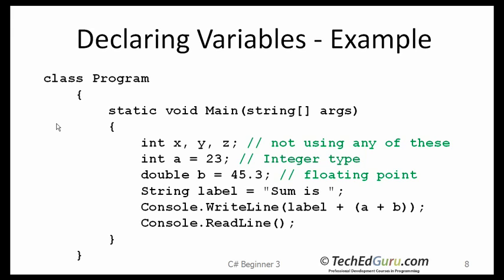Here is an example. On the first line, I am declaring three variables, x, y, z. They are all of the int type. On the second line, I am declaring one variable, a, which is of the int or the integer type, and I am assigning an initial value to it, 23. The next one is a double type called b, and it has been given a value of 45.3. After that, we have a variable called label, a string type, which contains the label that I'll be using for displaying my results.